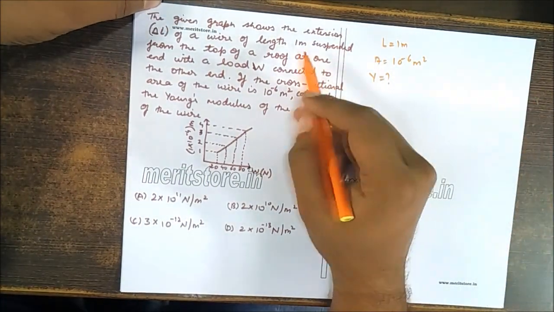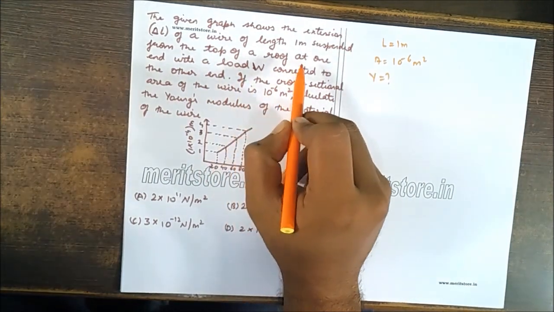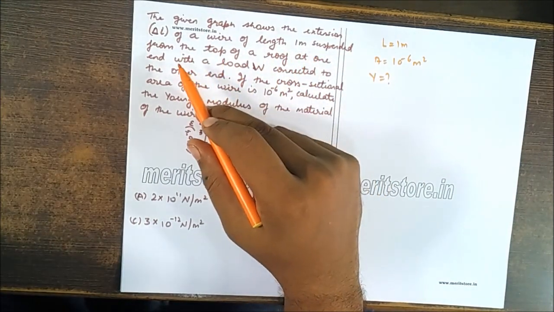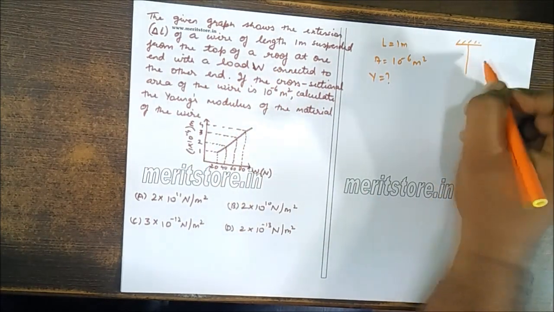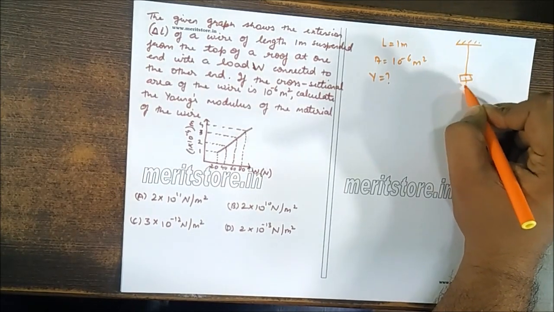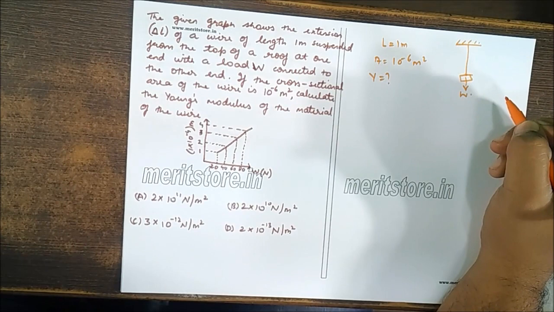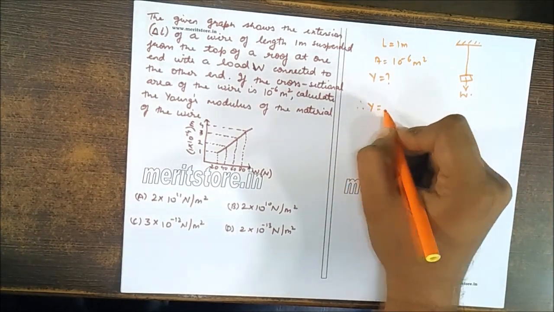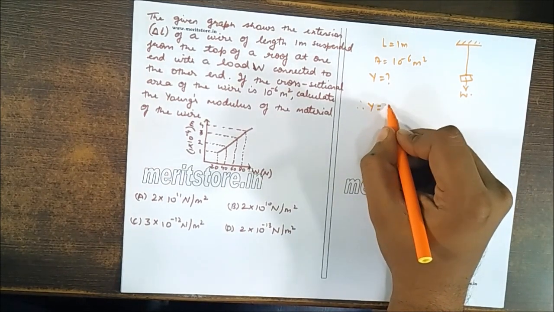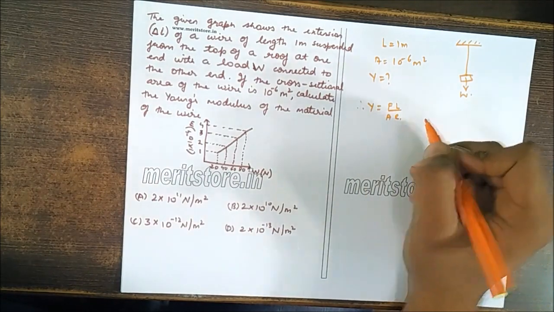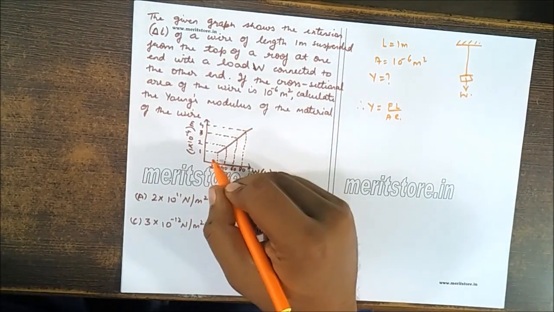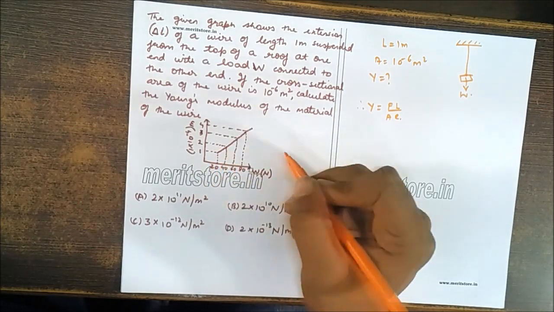Again, the given graph shows the extension delta L of a wire of length 1 meter suspended from the top of a roof. So a wire suspended from the top of a roof by some weight, maybe by some force or load, connected to the other end. If the cross-sectional area of the wire has been given, calculate the Young's modulus. Now to calculate the Young's modulus, I require Y is equals to FL upon AE.